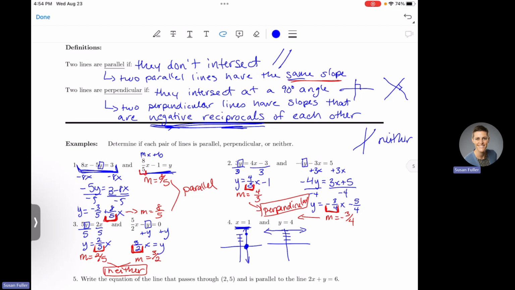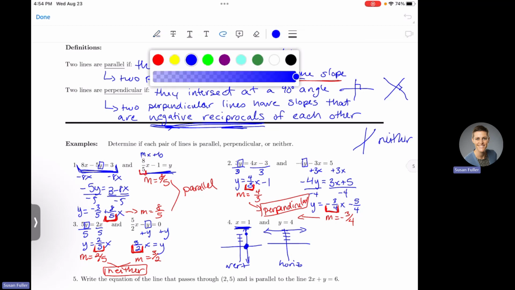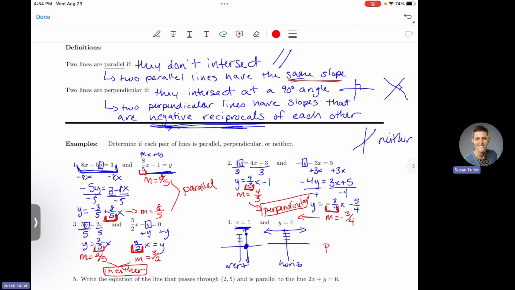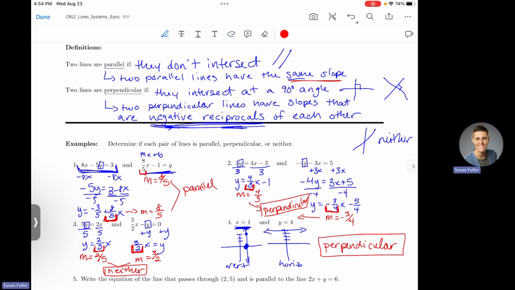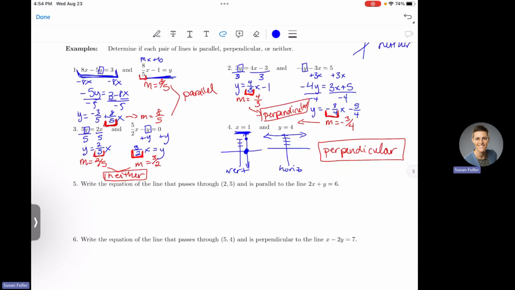And so when I look at these two, I have a vertical and a horizontal line. These two are most definitely perpendicular. I think it's easier when you have these oddballs to just think about them as their own thing, instead of trying to kind of stick with the same process as pretty much everything else. So one's vertical and one's horizontal, so those guys are perpendicular. Okay, so that's how we tell if two lines are parallel or perpendicular.